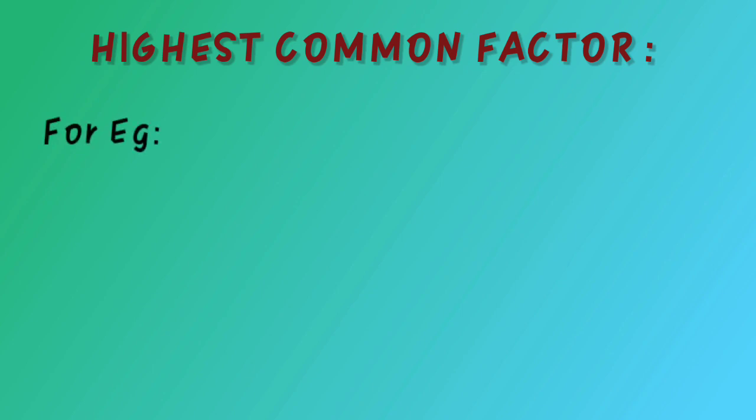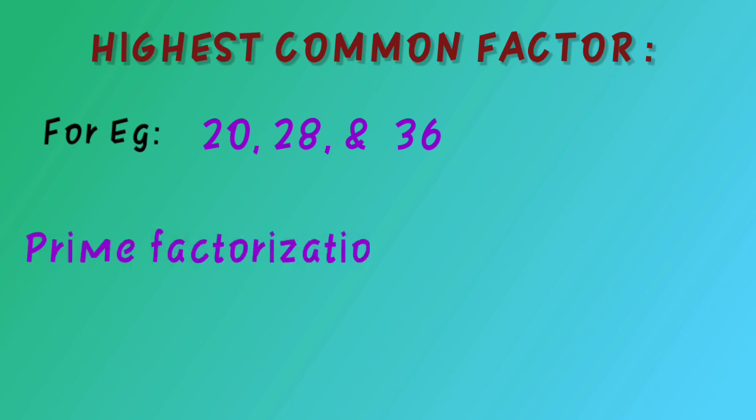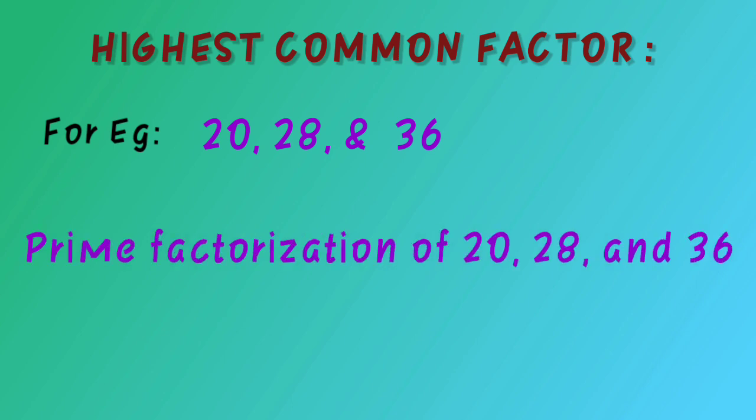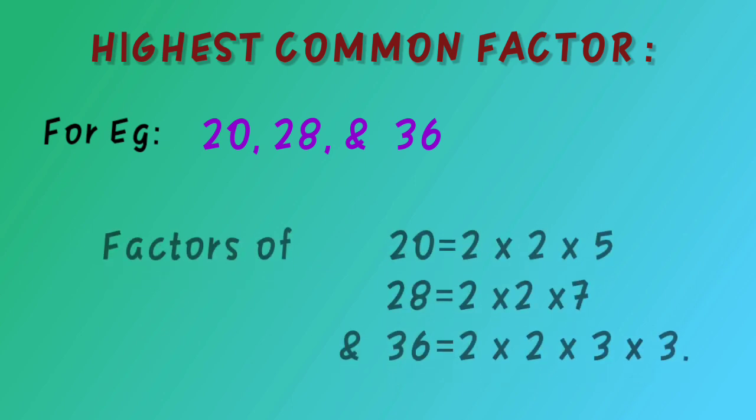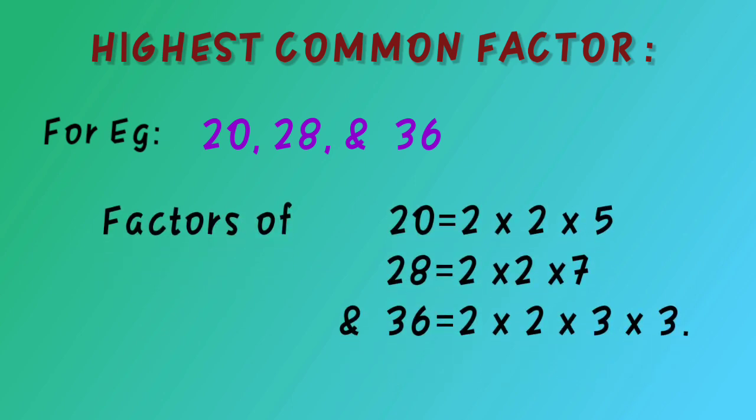For example, three numbers are given: 20, 28 and 36. The HCF of these numbers can be found by prime factorization. So first we will do the prime factorization of 20, 28 and 36. So you can see the factors of these numbers. Factors of 20 are 2 into 2 into 5. Factors of 28 are 2, 2 and 7. And factors of 36 are 2 into 2 into 3 into 3. Now we will see which is the common factor among the three.